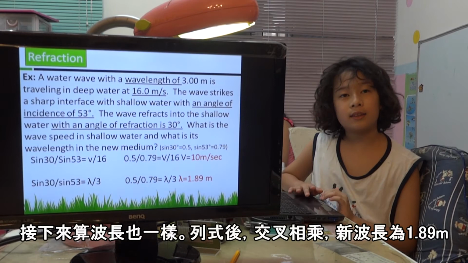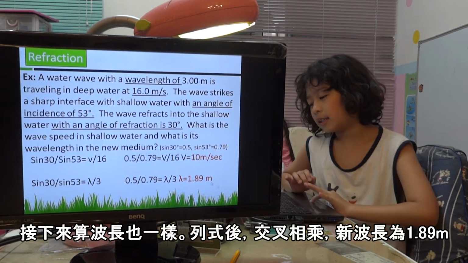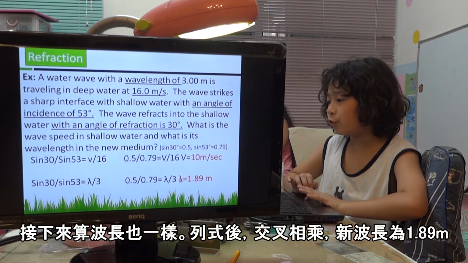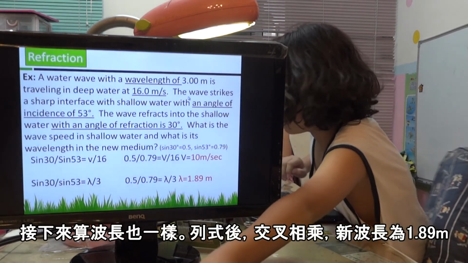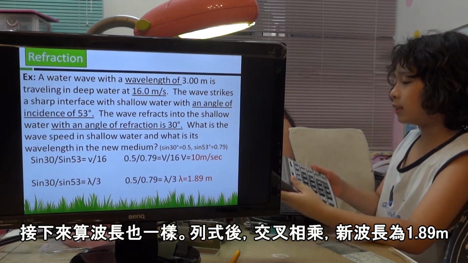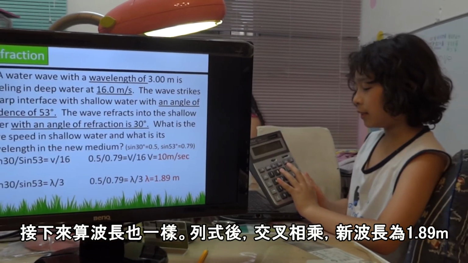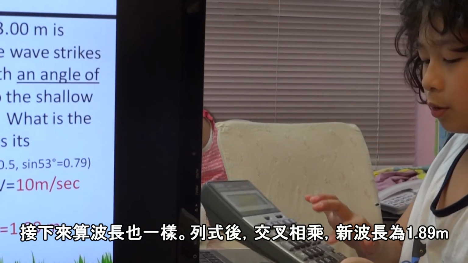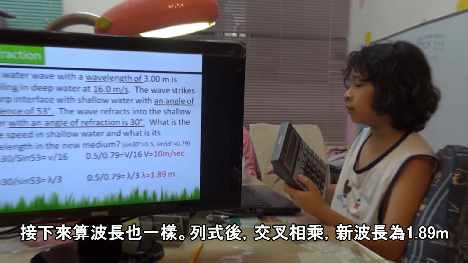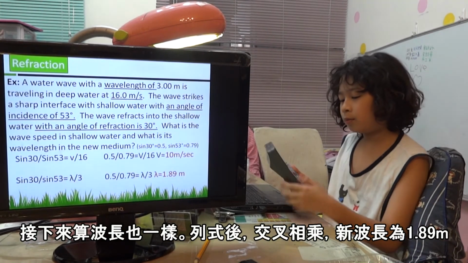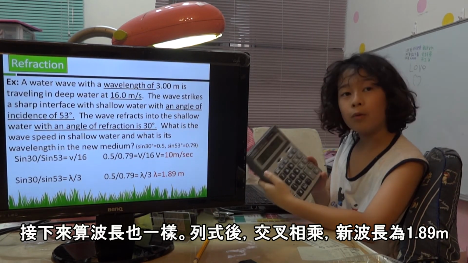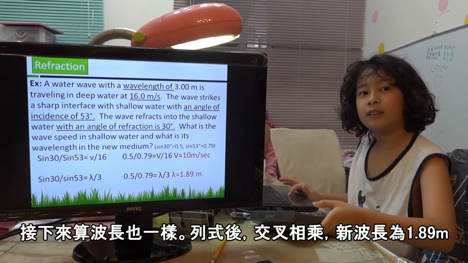The second, their lambda. It's the same thing: 0.5 over 0.79 is equal to lambda over 3, because there are 3 meters. So it's just cross multiplying. So 1.5 is equal to 0.79 lambda. So you can find 1.5 divided by 0.79 is equal to 1.89. So the answer is 1.89.